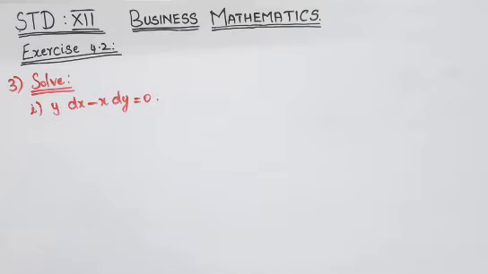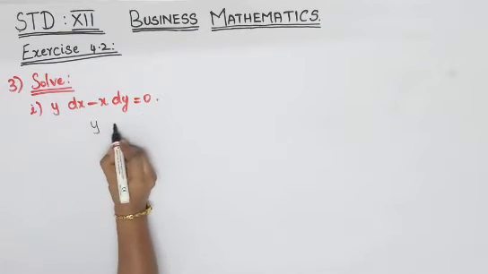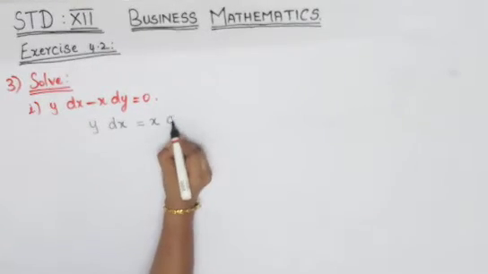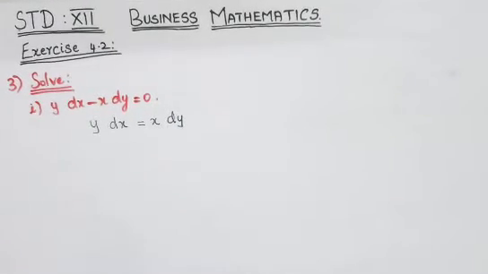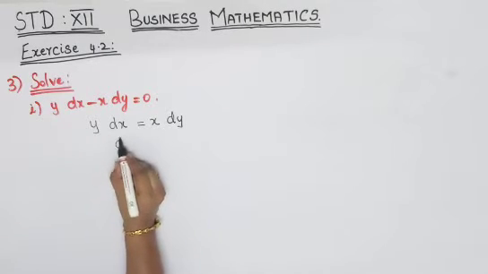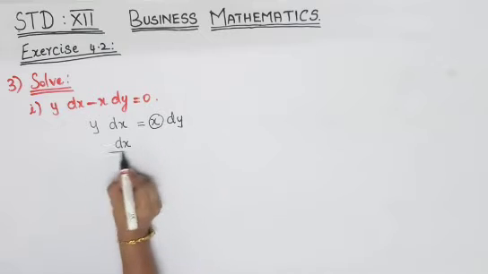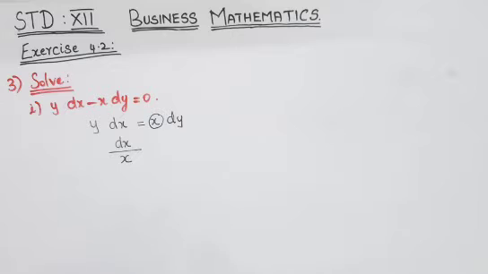Standard 12th Business Mathematics, Exercise 4.2, third question, first subdivision: y dx minus x dy is equal to 0. First, we will keep y dx towards our left hand side and take x dy towards our right hand side. So dx will stay here, and this x we bring to the denominator, because if you take it towards the left hand side of the equal to sign, it will come to the denominator.